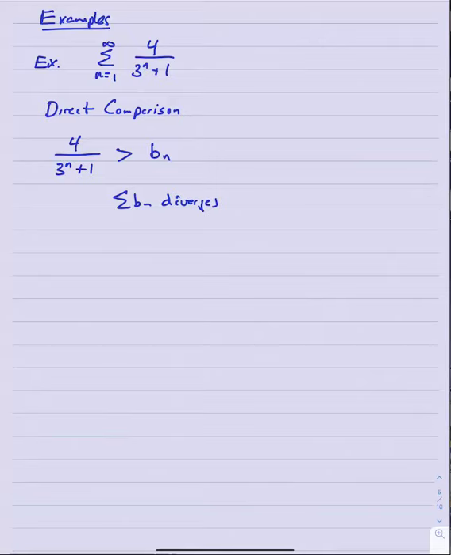Or the other thing you're trying to do is to show that 4 over 3 to the n plus 1 is less than some b sub n, where you know that the b sub n series converges. That's the logic behind the direct comparison. You're definitely trying to show that this thing is less than something that converges, or you're trying to show that it's bigger than something that you know diverges. Okay, now that should tell you something.